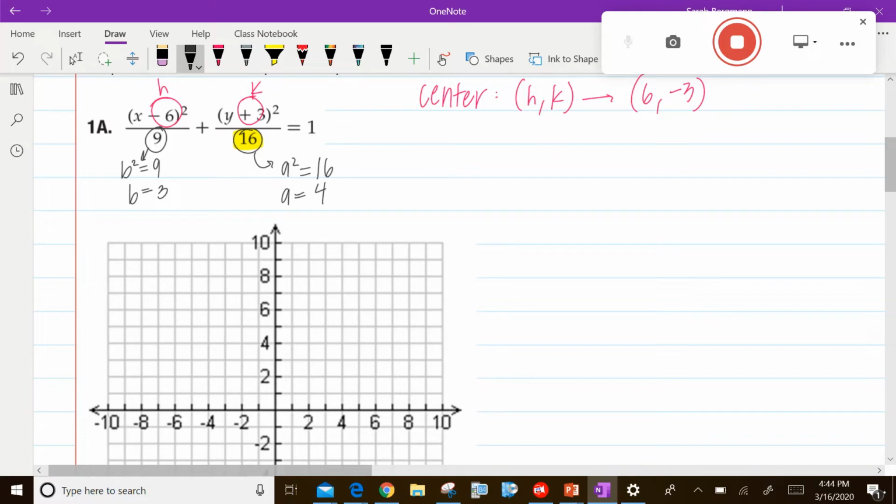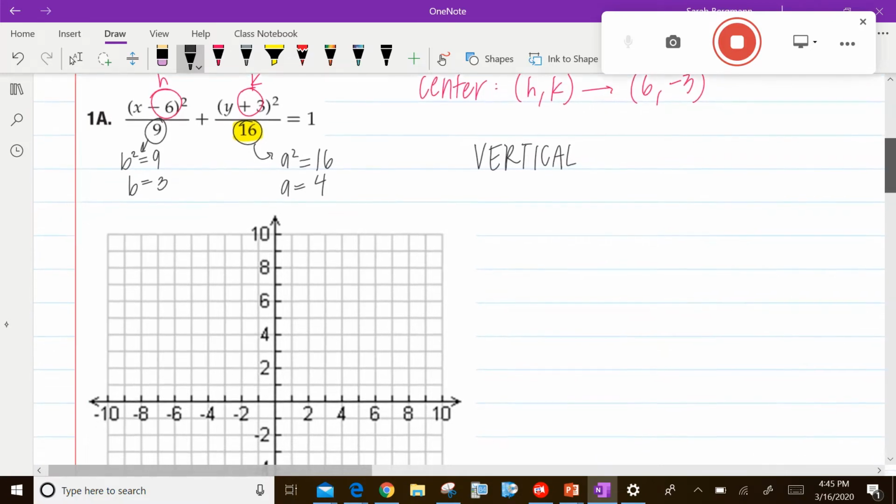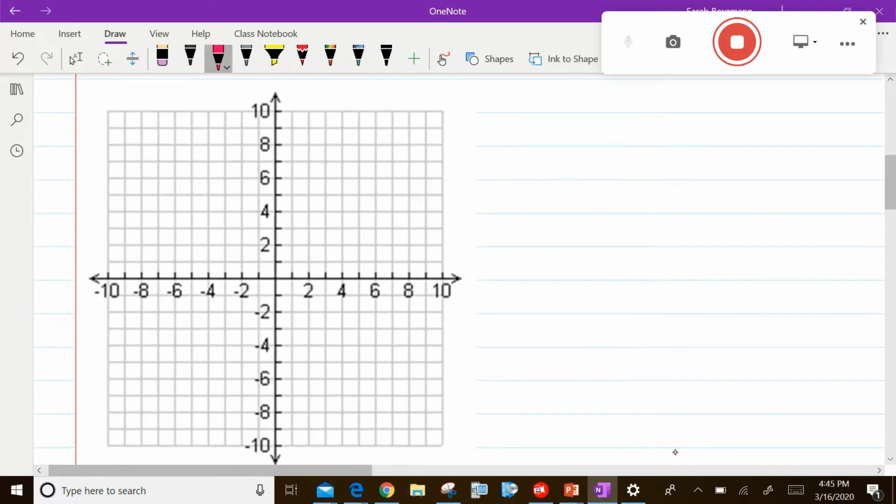Okay, since A squared was under Y, I know that this is a vertical ellipse. So I know that my major axis is going to be vertical. So what I would do is plot my center point first, 6, -3. And usually I just like to label it center.